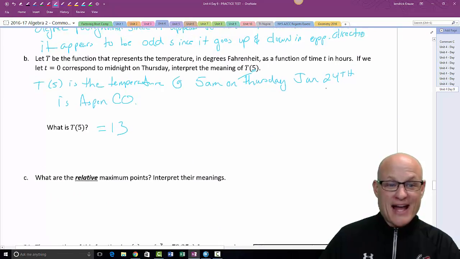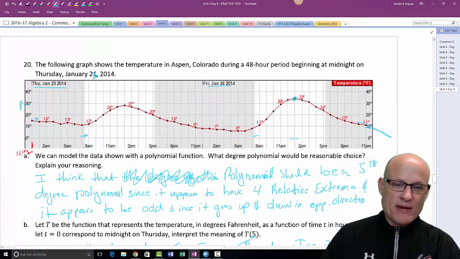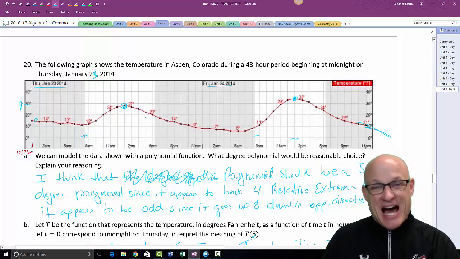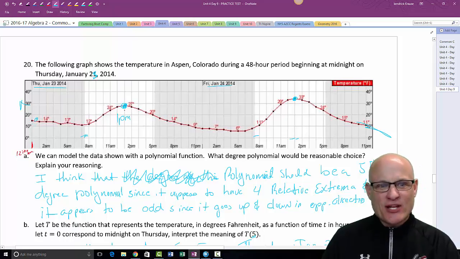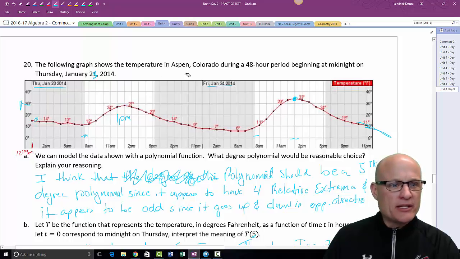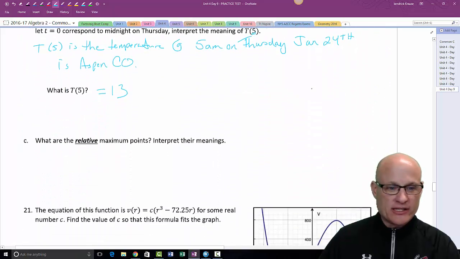Oh, what are the relative maximum points? Whoa, let's back up the crazy crane there, kid. So the two maximum points are clear right here. Here and here. And what they represent is the highest temperature of the day. This is the highest temperature on Thursday. It occurred at 1 p.m. So you would have to say at 1 p.m. on Thursday, it had its highest temperature of what looks like it might be about 28 degrees. Maybe 29 degrees. On Friday, January 24th at 1 p.m., we had the highest temperature of around 34 degrees. And that's what you'd have to say there if you were interpreting that graph correctly.